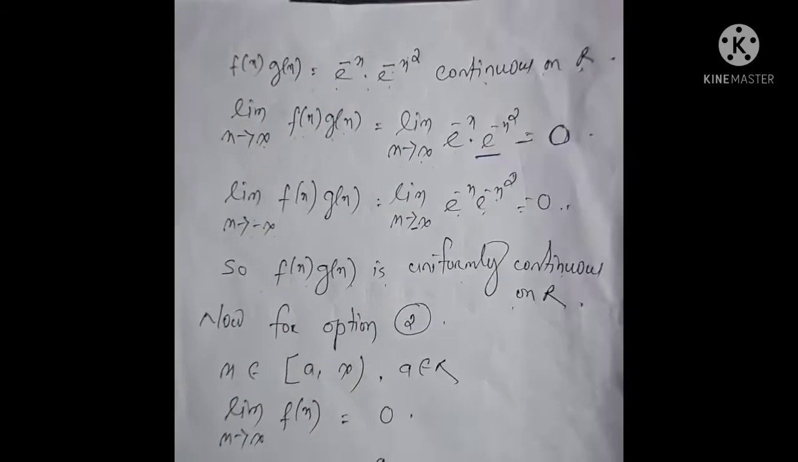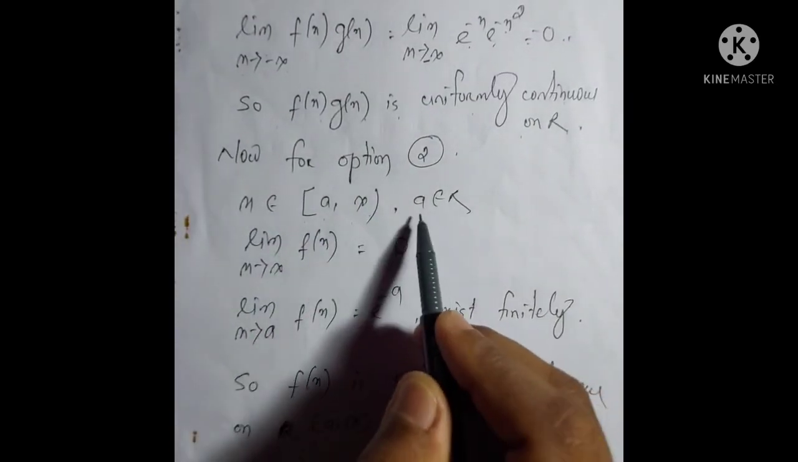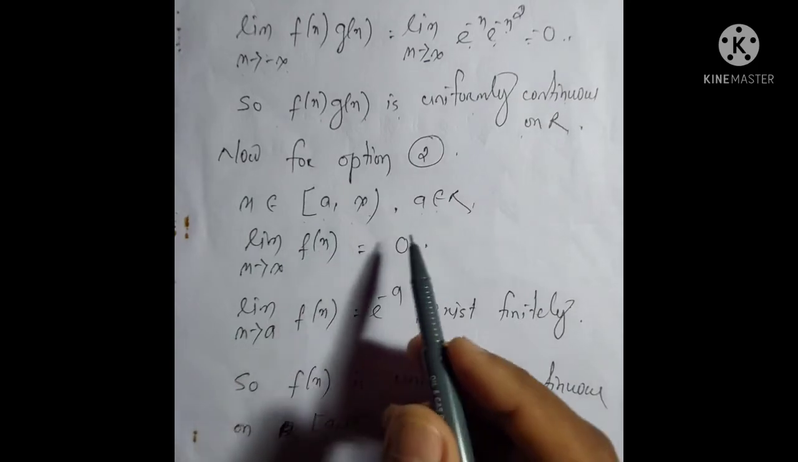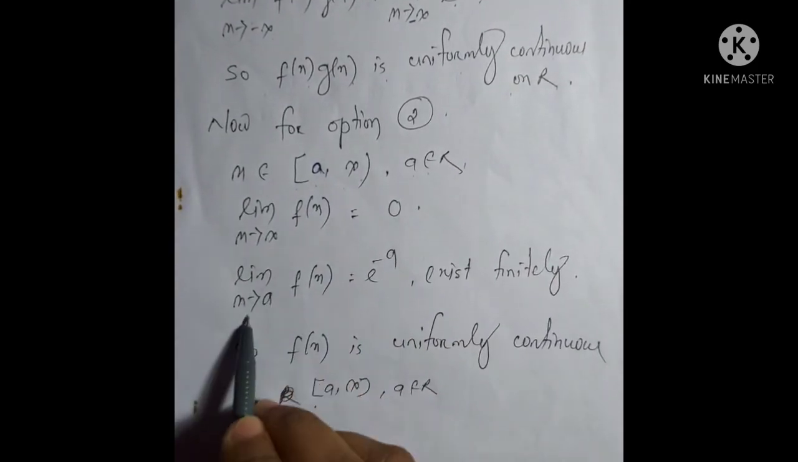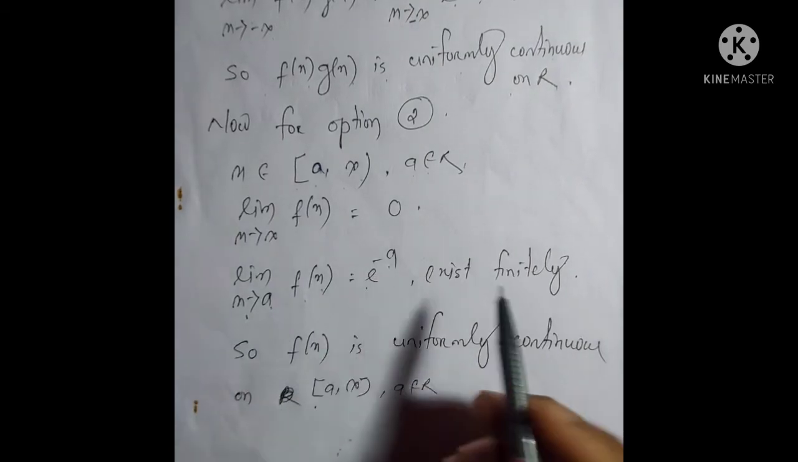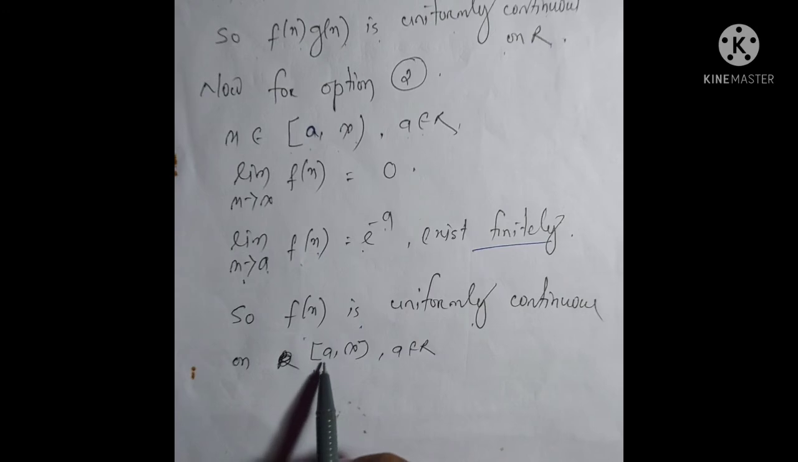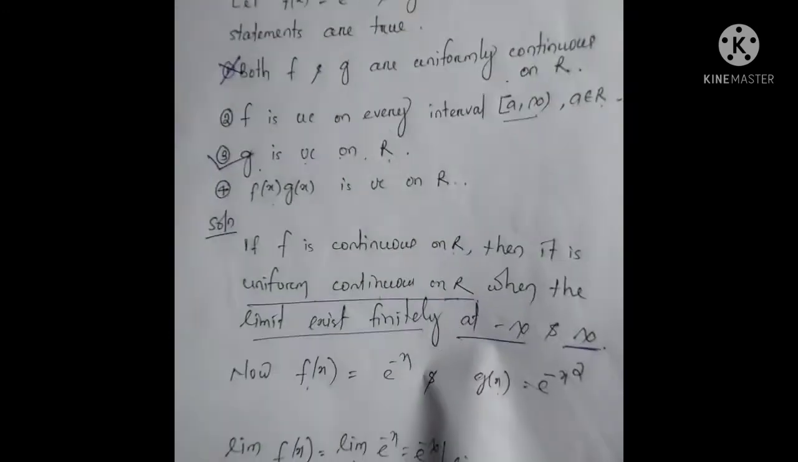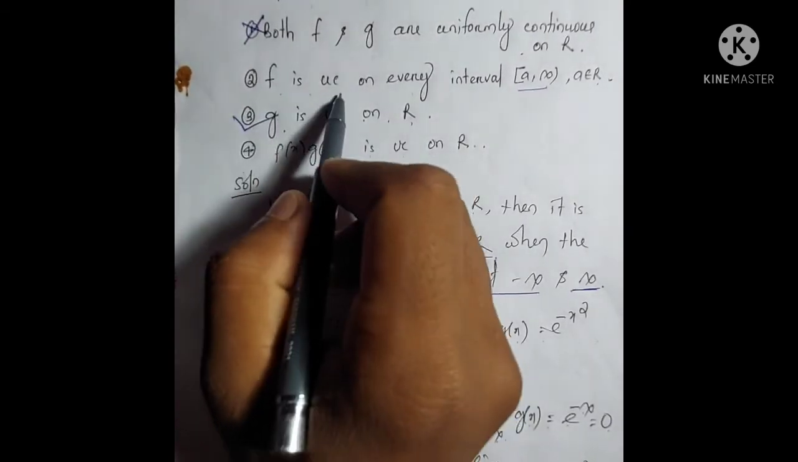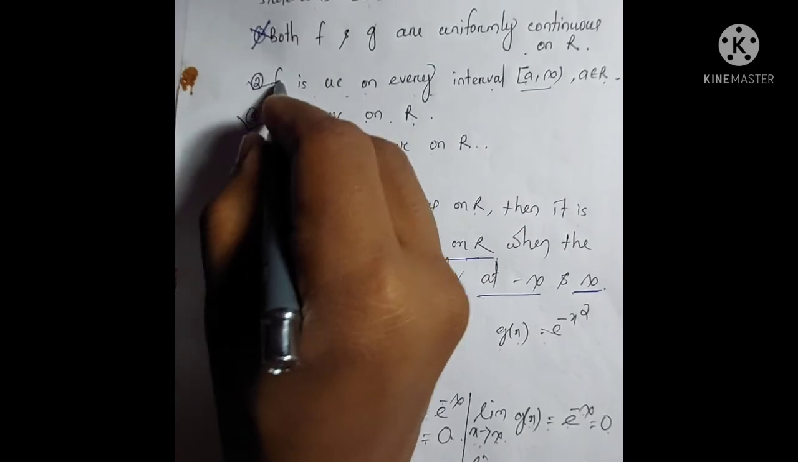Now for option 2, when x belongs to the closed interval [a, ∞), a belongs to R, we have to find whether the limit at a exists finitely or not. The limit as x tends to a of f(x) is e^(-a), which exists finitely. So f(x) is uniformly continuous on the closed interval [a, ∞) for a belongs to R. So for this question, option 2, that f is uniformly continuous on every closed interval [a, ∞), a belongs to R, is true.